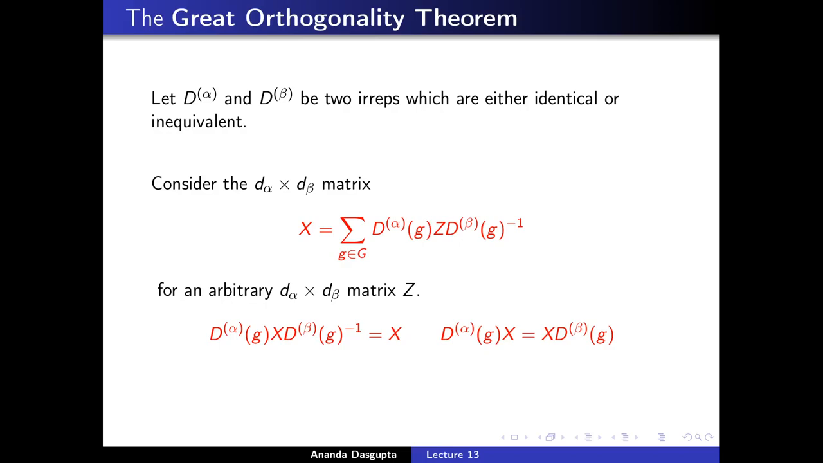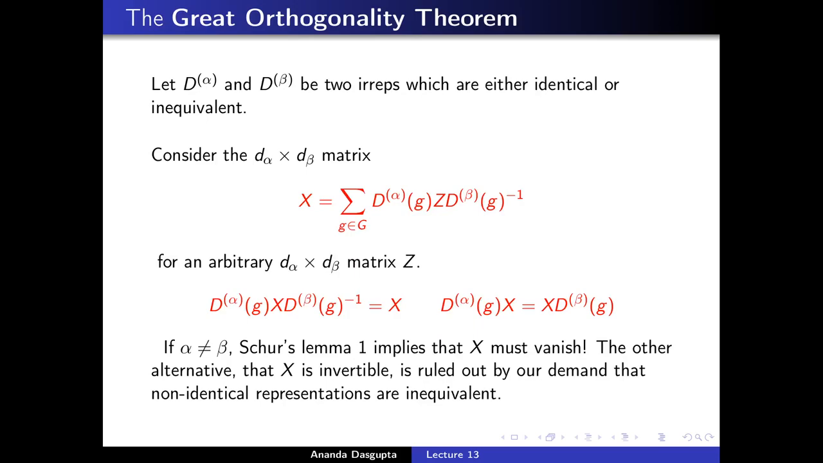The set d alpha g and the set d beta g form an irreducible set of operators, or rather form the matrix representation of an irreducible set of operators. Hence, according to Schur's first lemma, the matrix X must be either the null matrix or it must be an invertible matrix. Now, according to our convention, if alpha and beta are different, the representations d alpha and d beta are inequivalent. Hence, in this case, for alpha and beta being different, the inverse of X cannot exist, because if it did, it would contradict our demand that alpha and beta being different implies d alpha and d beta are inequivalent.